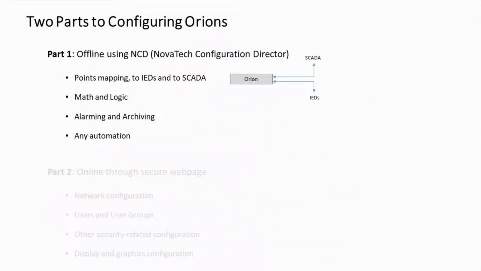There are two portions to configuring the Orion devices. The first part is the offline portion, which utilizes NCD. This generally includes any of the points mapping to IEDs and upstream to a SCADA device, any of the math and logic, alarming, archiving, and any automation.